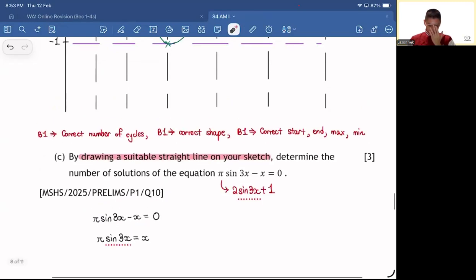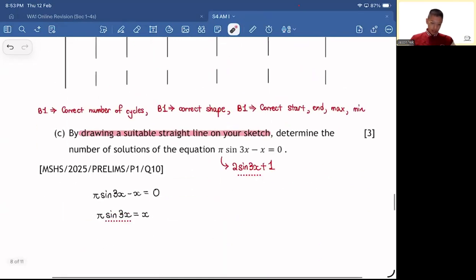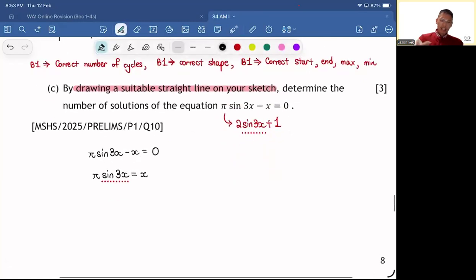But my curve is 2 sine 3x plus 1. I don't have pi sine 3x. So I need to manipulate my way till I see this so that I can relate to my sketch, because my sketch is this. So next thing, I want the 2 to come out. So what can I do? The pi is there, I don't want pi. I divide by pi on both sides.